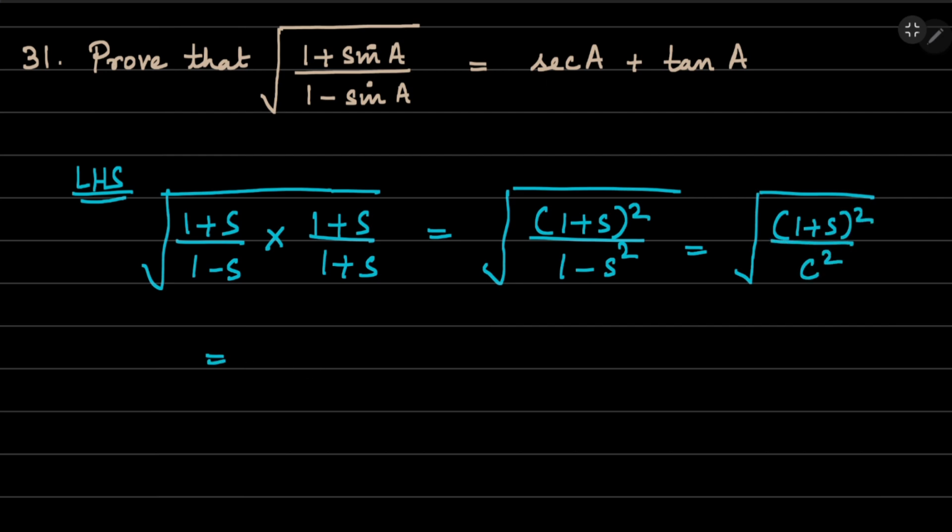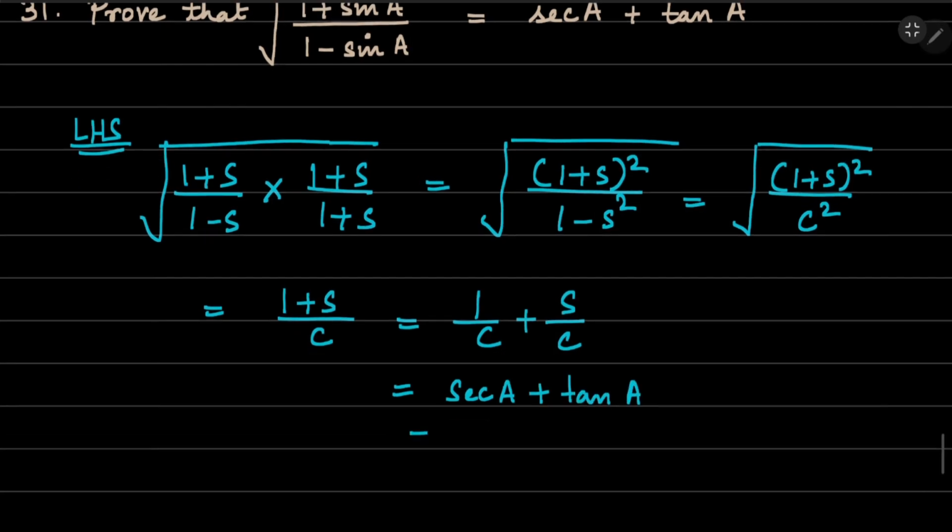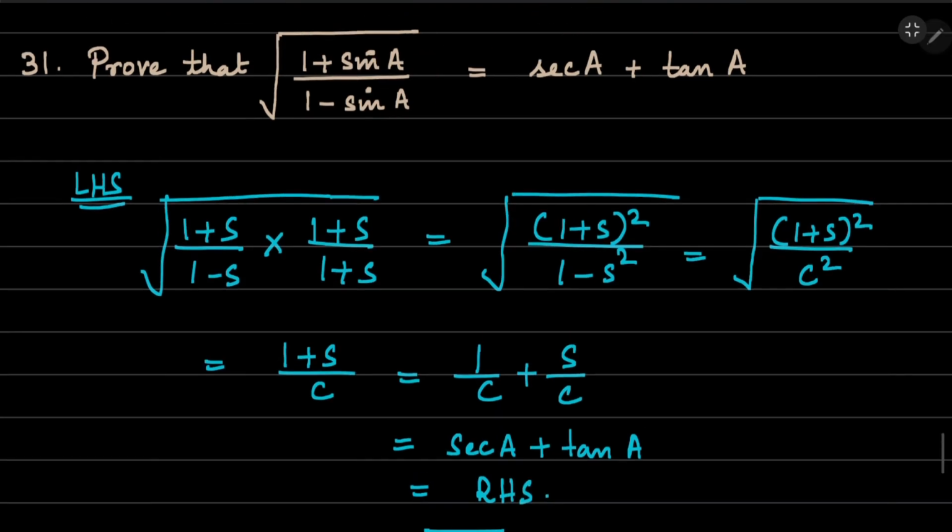When you remove the square root, what will you have? 1 plus sine divided by cos. So this is nothing but 1 by cos plus sine by cos. What is 1 by cos? It is secant of a. What is sine by cos? It is tan a. Hence proved. Okay, this is equal to RHS. Hence proved. Right?